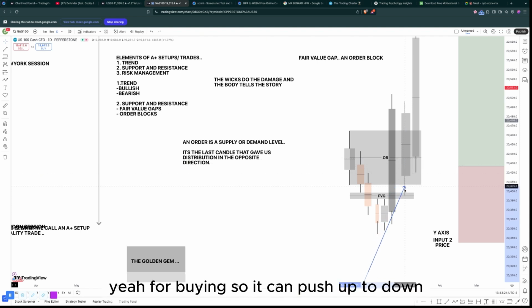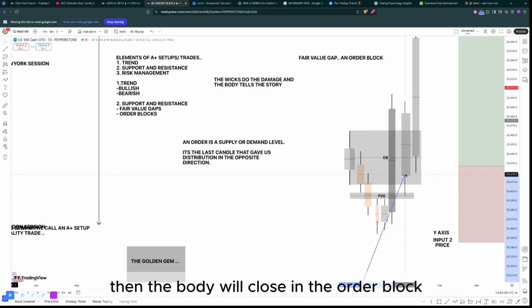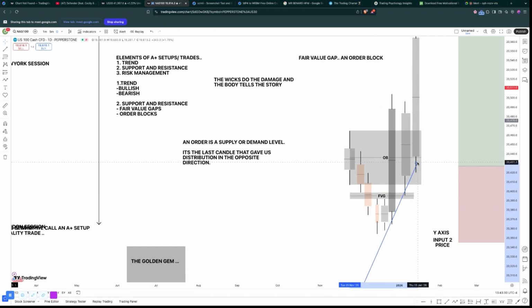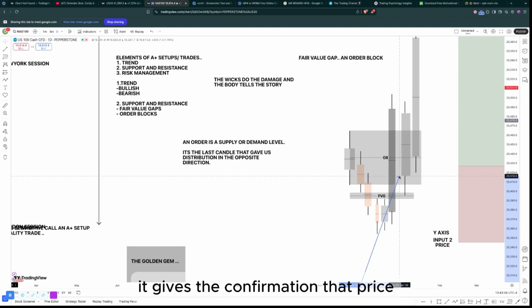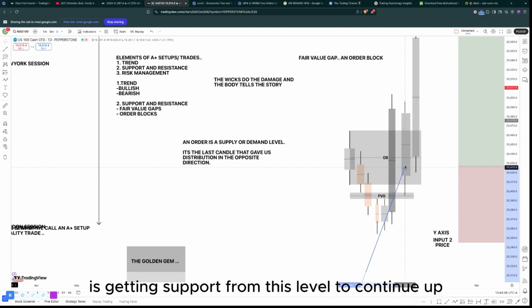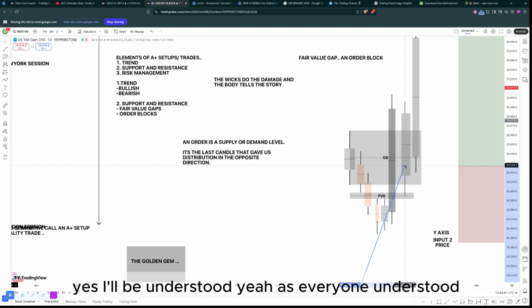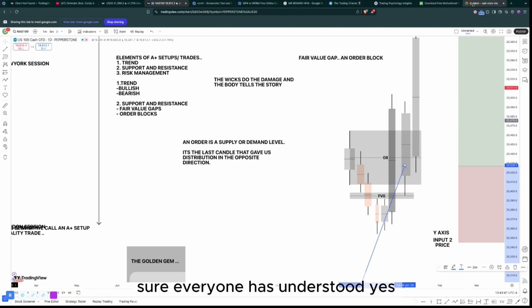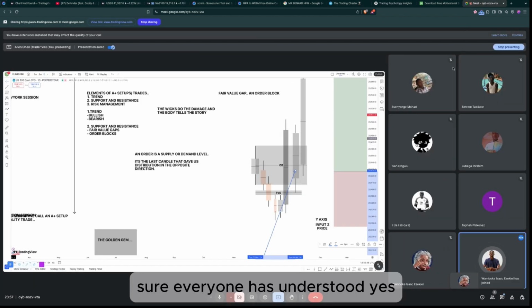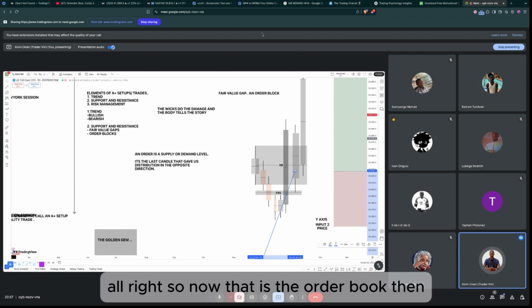So it can push up to down, but then sometimes it will stop at the fair value gap, then the body will close in the order block. Now when the body closes in the order block, it gives you confirmation that price is getting support from this level to continue up. Yes, have you understood? Has everyone understood? Everyone has understood, yes? Yes, sir.